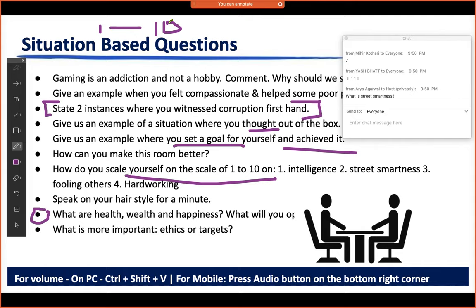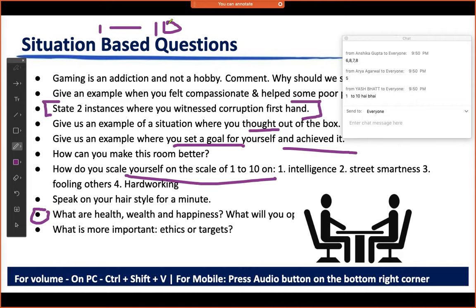Okay. Second is street smartness. Now, what do I mean by street smartness? Street smartness is all about your on the spot thinking. Like, how do you react to various situations? All the situation based questions are actually testing your street smartness, which is practical execution of things.